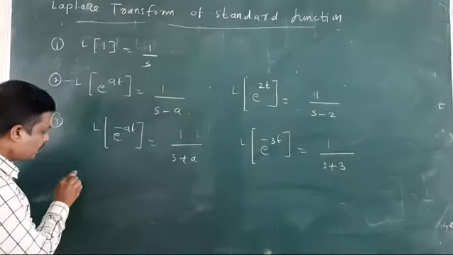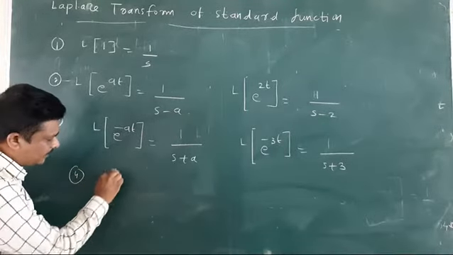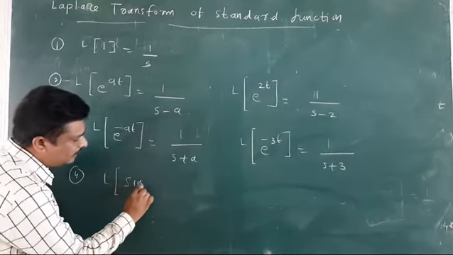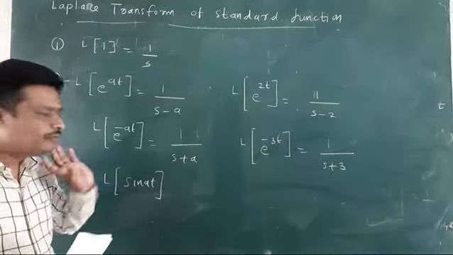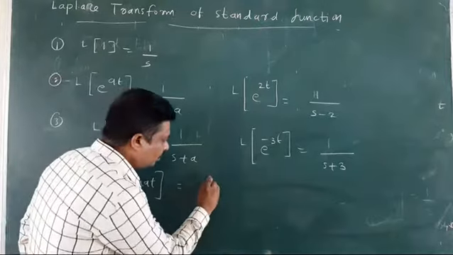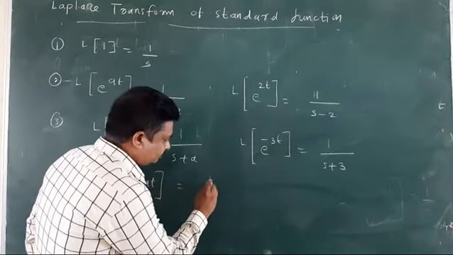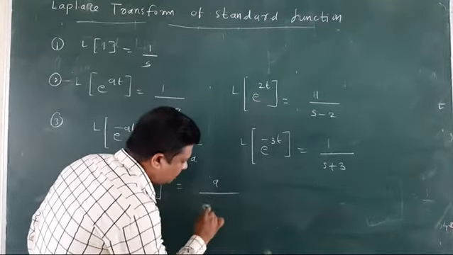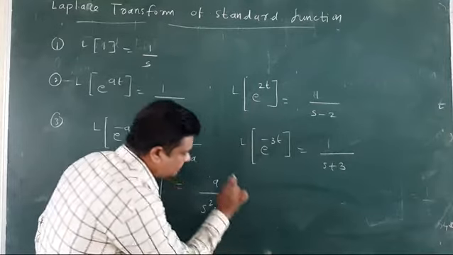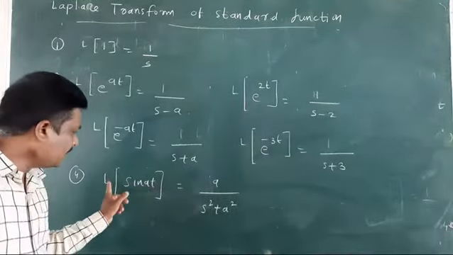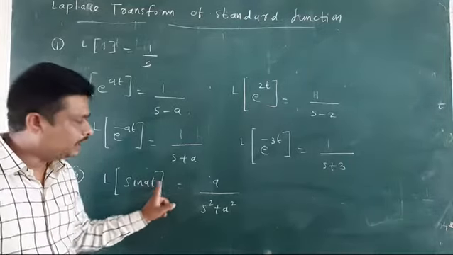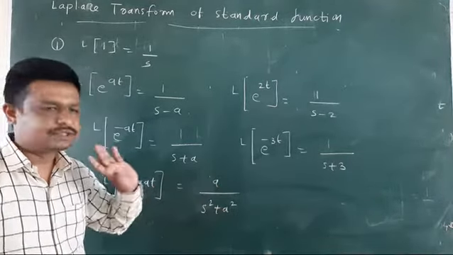The fourth formula, Laplace transform of sin at. Laplace transform of sin at is equal to a upon s square plus a square. So this is the formula for Laplace transform of sin at. Again here a is a constant.